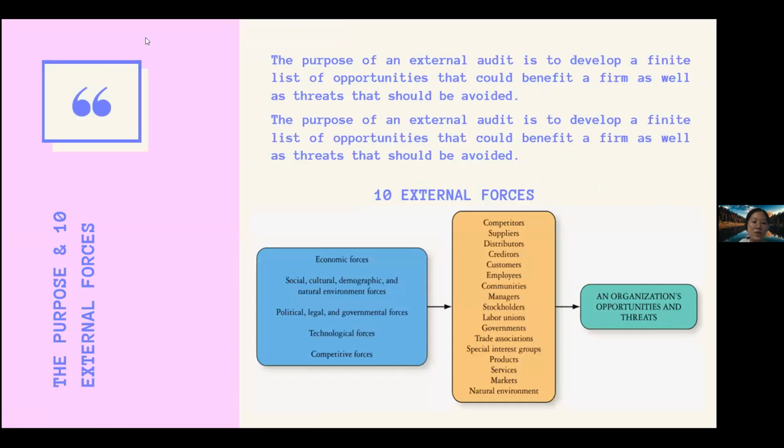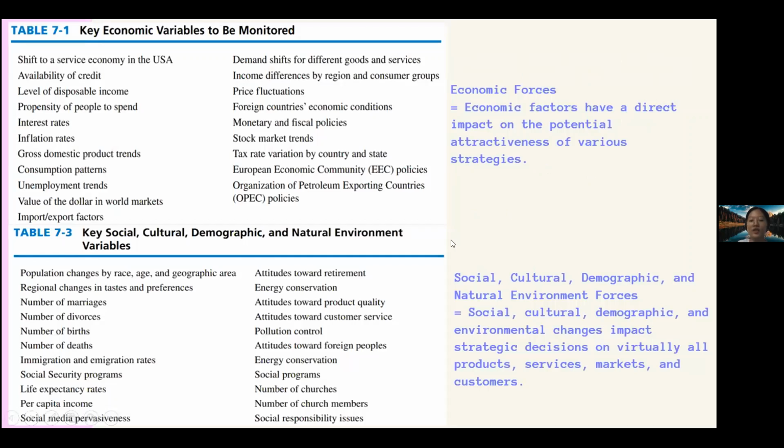So the purpose of the external audit is to develop a finite list of opportunities that could benefit a firm as well as threats that should be avoided. And also, there are the 10 external forces. The first one is economic forces, and social, cultural, demographic, and natural environment forces are divided into one category. So we jump to the first one, that is economic forces.